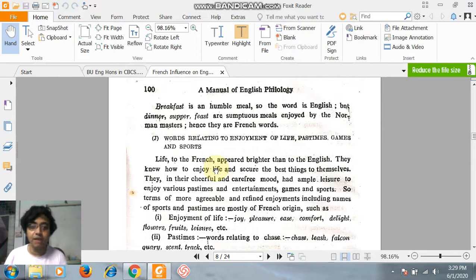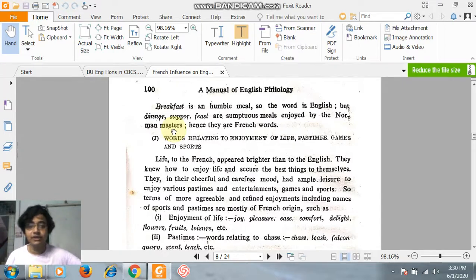Breakfast, for example, is a humble meal, so the word is English. But dinner, supper, feast are sumptuous meals enjoyed by the Norman masters, and hence they are French in origin. Although in Britain breakfast is a very important meal, various other sumptuous meals like dinner, supper, feast were all French in origin.